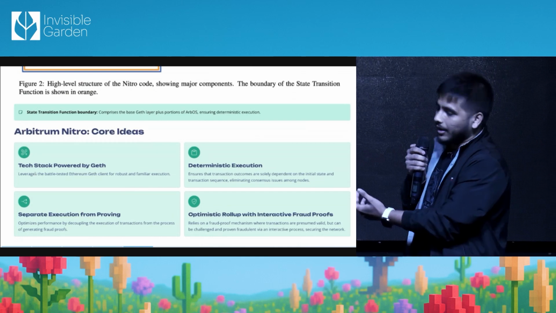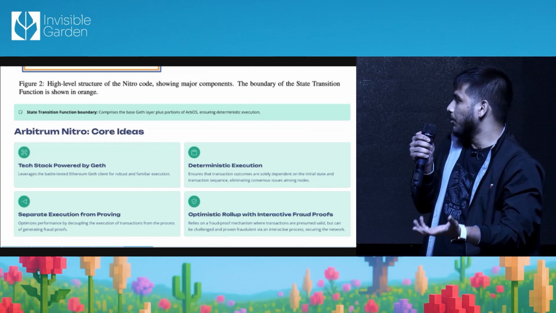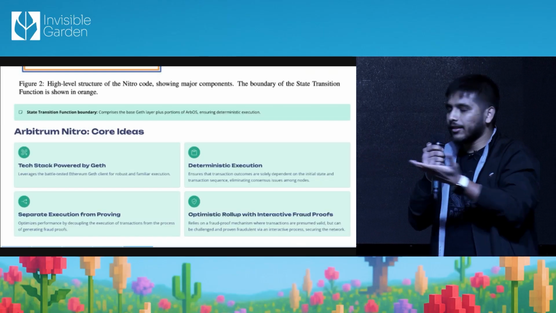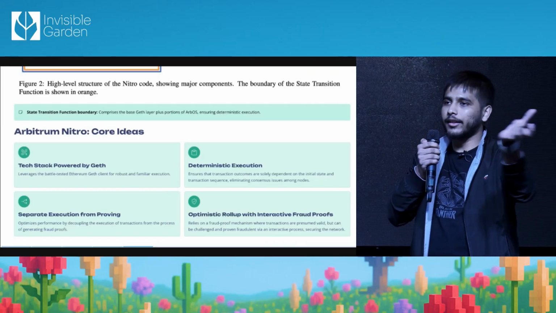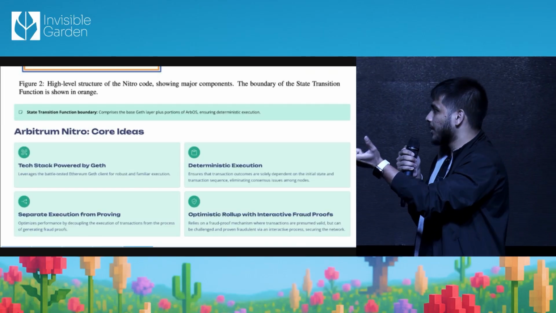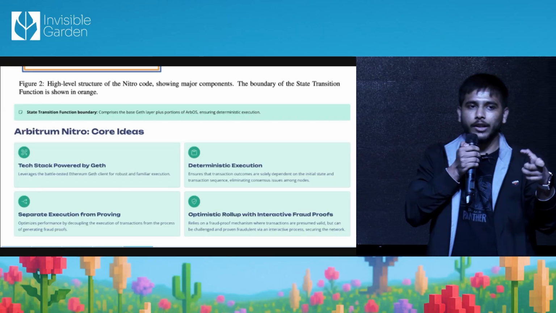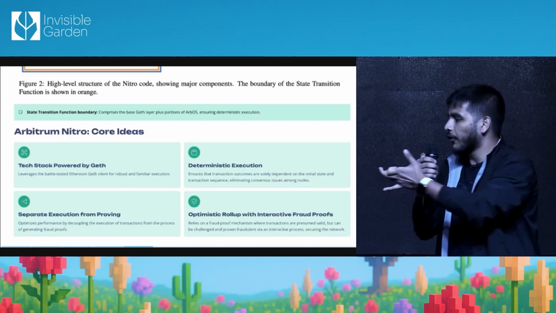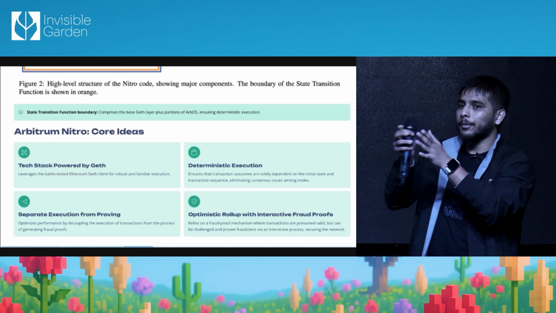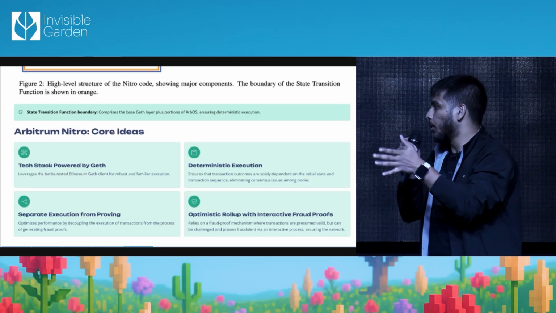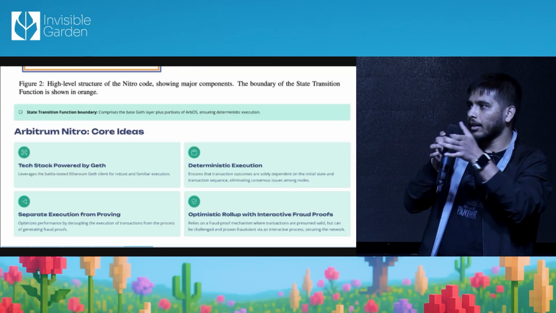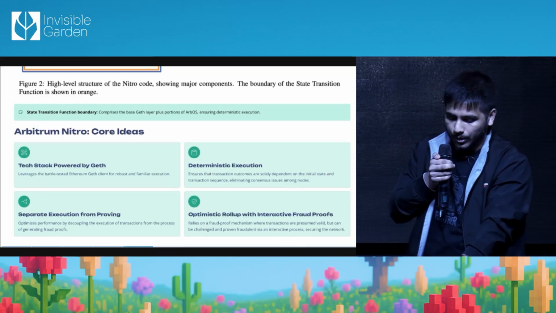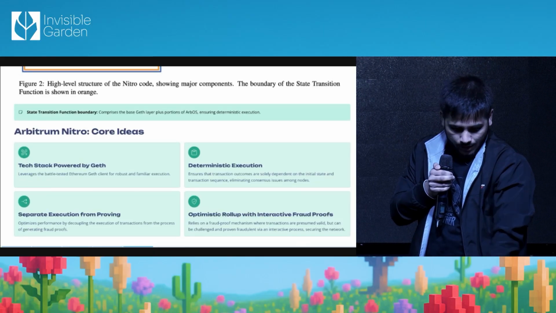Yeah, so these are the core ideas. It is powered by geth, and deterministic execution means that all the transactions go through the state transition function, and the final state will be the same for everyone. Then the separate execution for proving, the second section, the proving mechanism, is for dispute resolving. And yes, it is an optimistic rollup with fraud proofs.